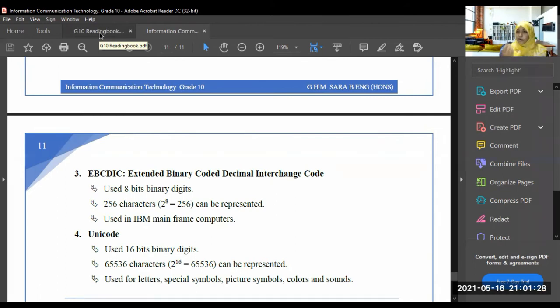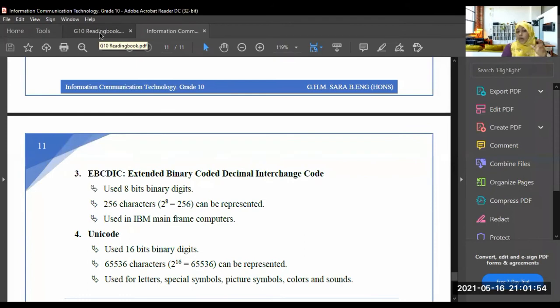These characters are not enough, right? Then they extended that code system and brought up the Extended Binary Coded Decimal Interchange Code. Here, 256 characters can be represented in this code system. Now we users use the Unicode code system.